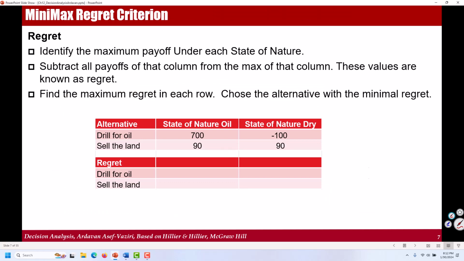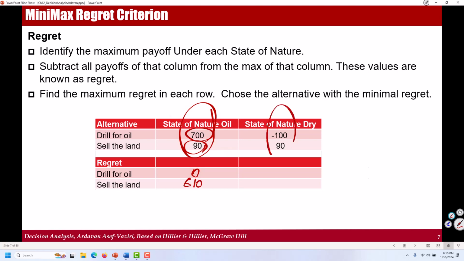MiniMax Regret. This is a little bit more complicated than the previous one. Find regret and then minimize the maximum regret. Here, if this state of nature happens, the maximum that we gain here is 700. So we subtract 700 from 700 and we get 0. If we choose this alternative, our regret is 700 minus 90, which is 610.